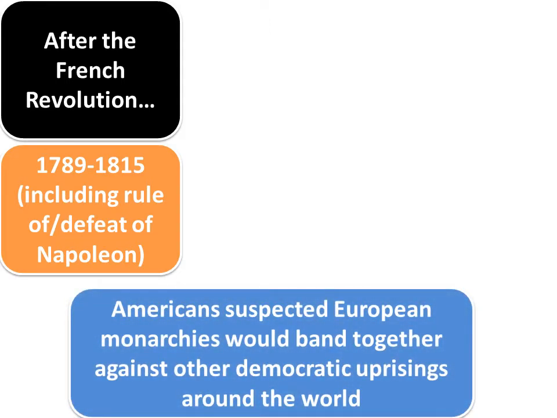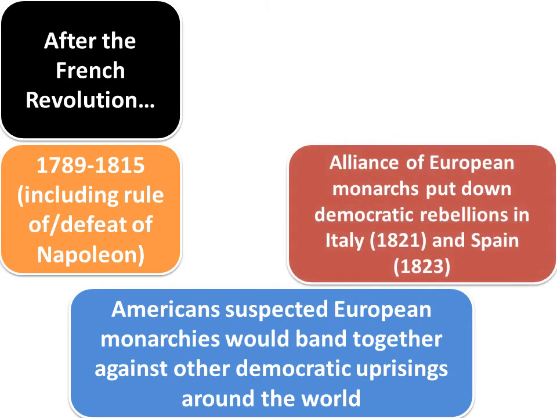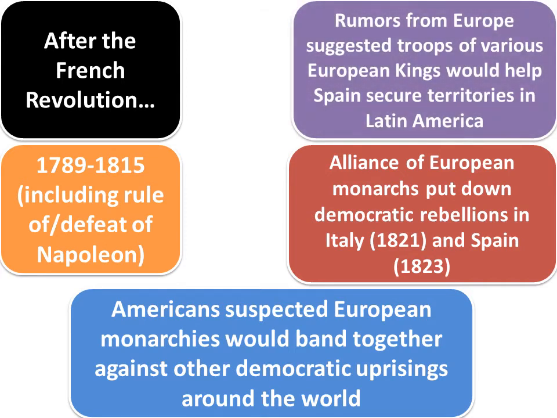An alliance of European forces put down democratic rebellions in Italy in 1821 and Spain in 1823, and rumors from Europe hinted that an army of the allied European troops of various European kings, countries like Russia, Austria, Prussia, and France, were going to send powerful fleets and armies to help Spain secure her rebelling countries in Latin America. Remember, countries like Chile, Argentina, and Venezuela were trying to break away from Spanish rule from 1810 to 1816. That's what made Florida so easy for Americans to take.